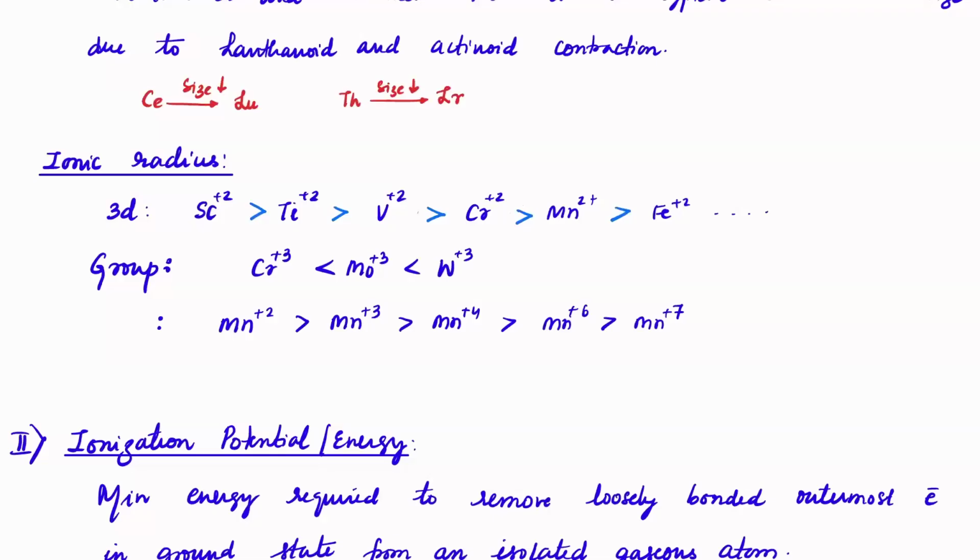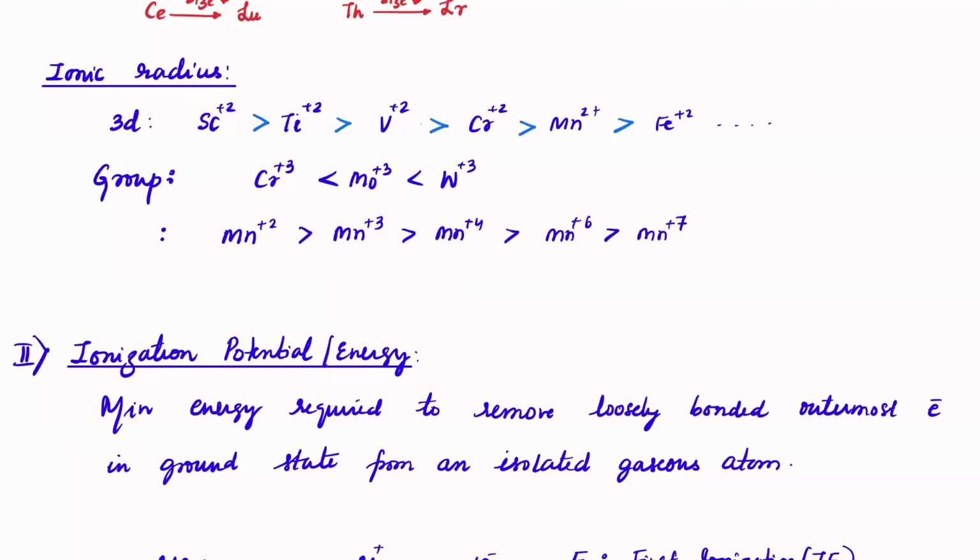Got that? And same goes down the group also. If you remove electrons from 4s, 5s or 6s, then down the group the size will always increase. Last thing, we have already learned that the higher the positive charge, the lesser the size. The higher the negative charge, the larger the size. And that's why manganese +2 will have a larger size than manganese +7.